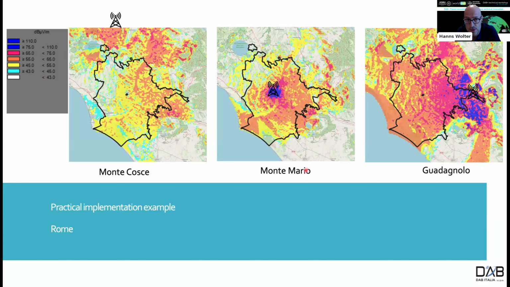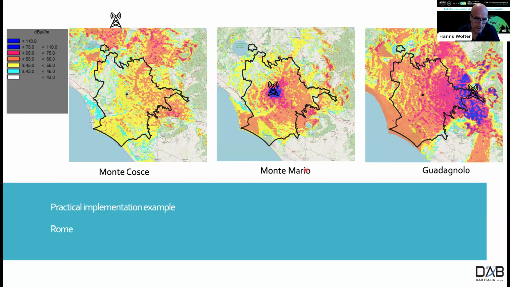The first one is Monte Cosce, which is on the north of Rome. It's pretty far away, but it's a big transmitter. We have Monte Mario, which is really in the center of Rome. And we have Guadagnolo, which is on the east side of the city, and which is also a very big transmitter site. You see on the top left the field strength measured and planned, of course, for these transmitters.